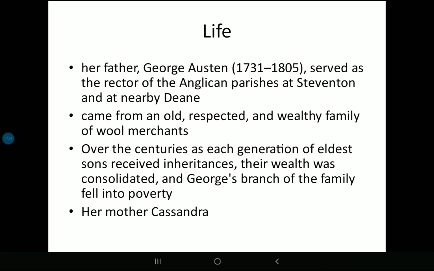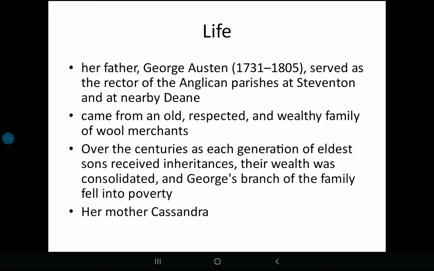Her father George Austen served as the rector of the Anglican parishes of Steventon and nearby. So her father is related to the church, and came from an old, respected, and wealthy family of wool merchants. You need to know about her family. She belongs to a very old and respected, wealthy family. Obviously, that's why she was able to choose a career in the field of literature.